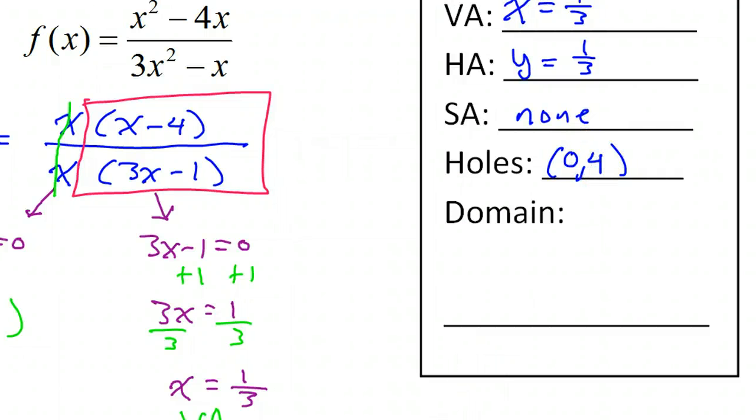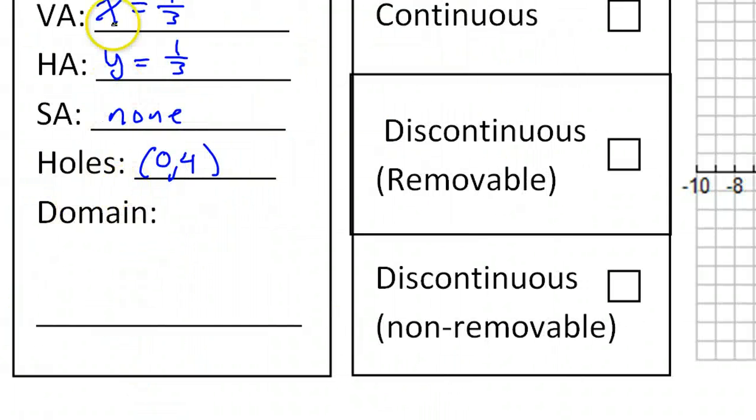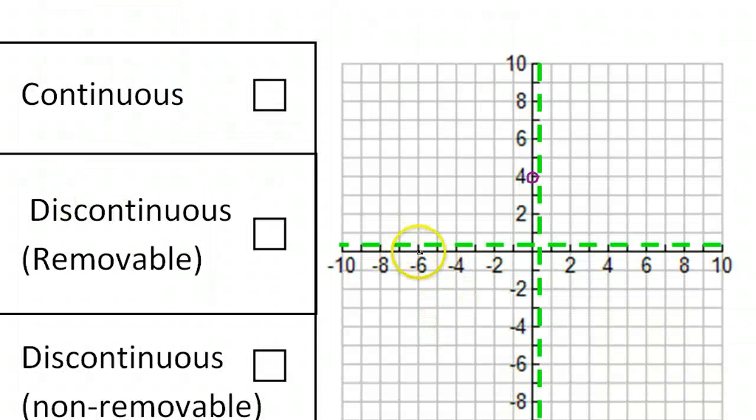Alright, let's graph what we have so far. Let's graph the two asymptotes and the hole. Okay, so here are the asymptotes at 1/3 and 1/3. And here's my hole at 0 comma 4, y-intercept. And so graph your hole as an open circle.